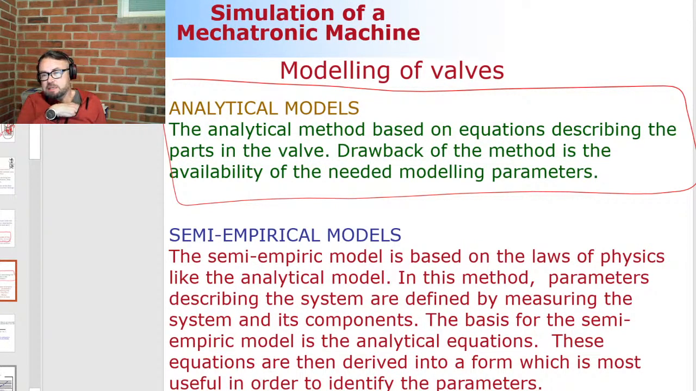And then the final one is the semi-empirical models, and the idea is very, very simple. Manufacturers offer characteristic curves for the components, which are based on measurements. Now you use these characteristic curves to figure out the parameters needed in analytical models. And that's it in a nutshell. And that's what we're going to follow in this course as well.